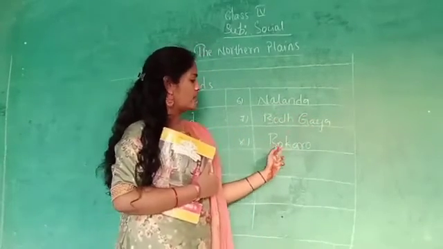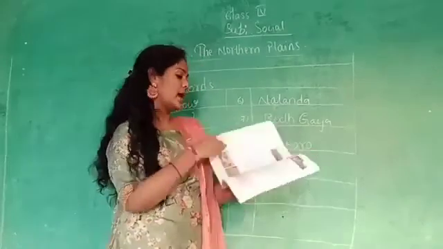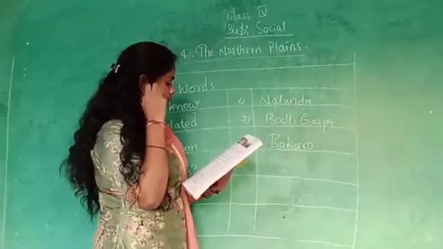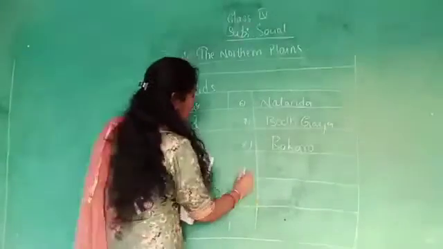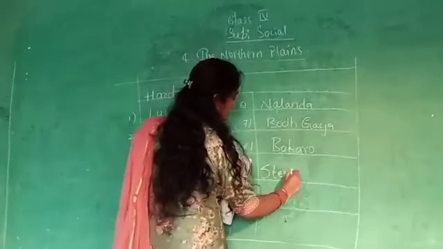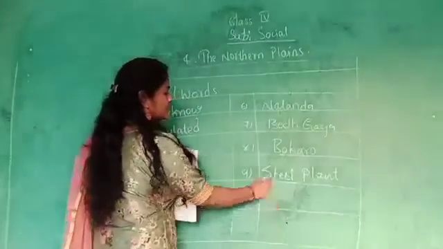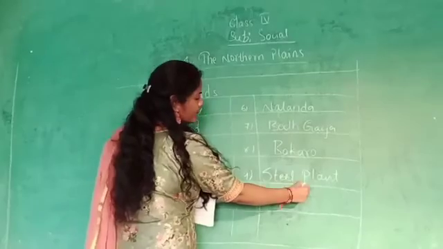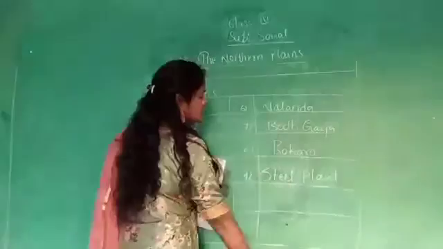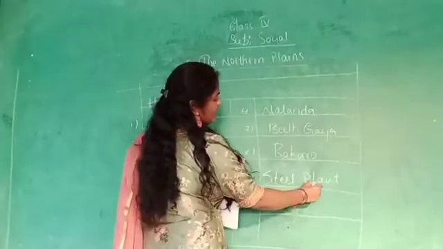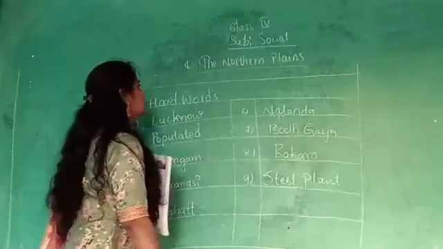Bokaro. Bokaro. Okay, steel plant. One more is there. Steel plant. Steel. Plant. Okay, these are the hard words.